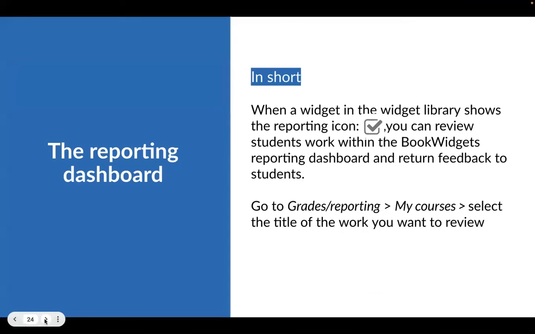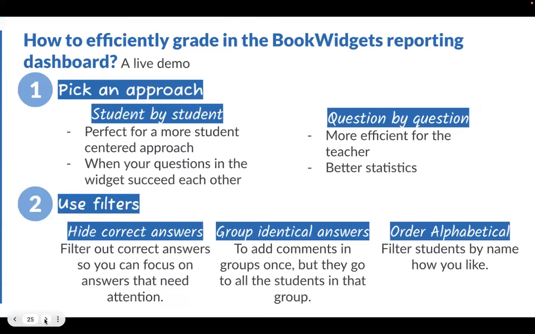Okay, reporting dashboard. When you see this icon, the box with the check in it, this means that you can review the students' work within the BookWidgets reporting dashboard and give them feedback. So in BookWidgets, when you're in a widget, you would go to the Grades and Reporting tab, to My Courses, and then select the title of the work you want to review.